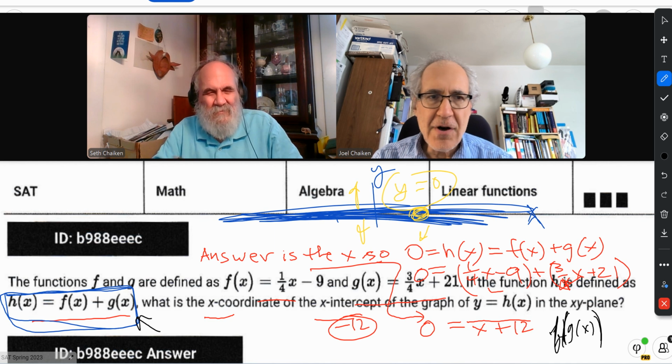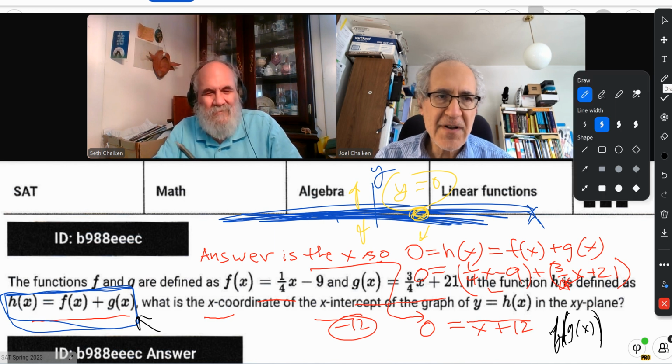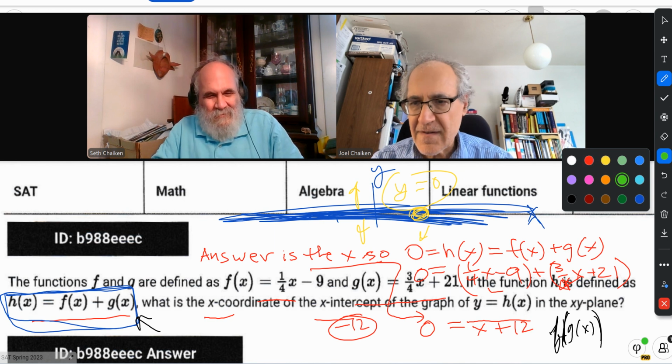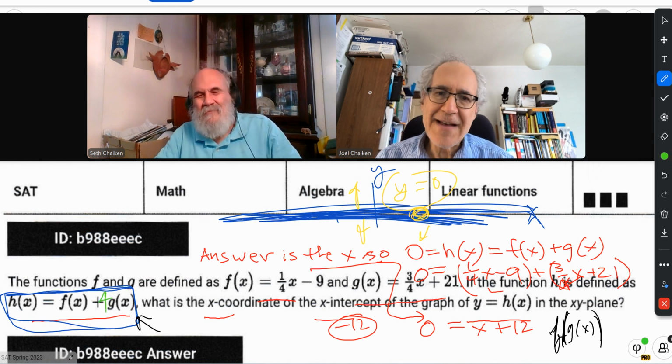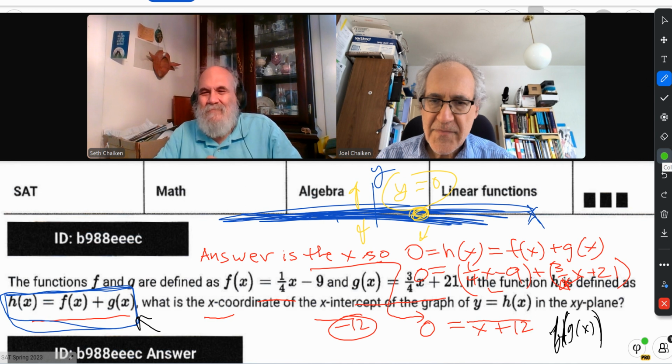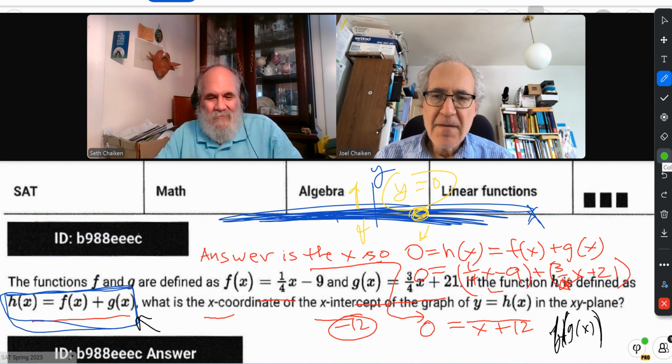They could have made it a little harder. They could have put a 4 in front of this, right? And then you would have to multiply g of x by 4 and then add it to f of x. But they didn't do that at all. Yeah, so it looks pretty standard. Yes, I have to know a few things.